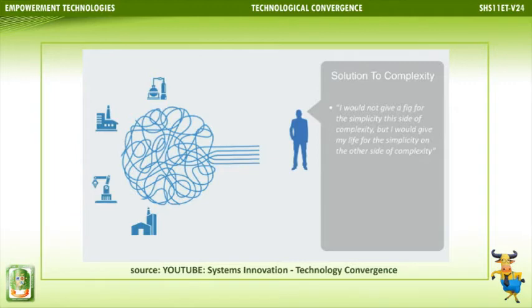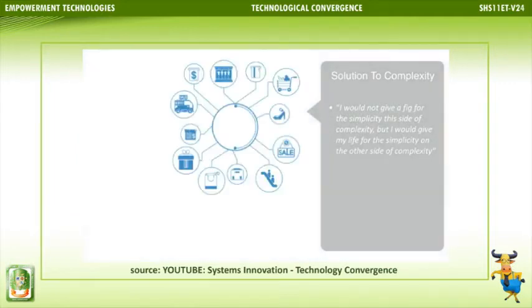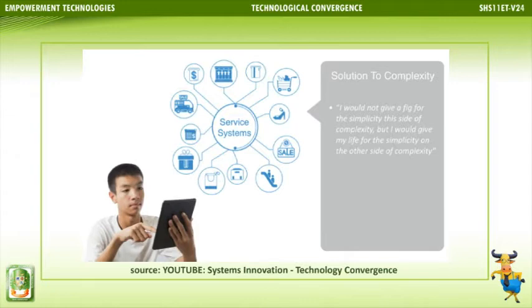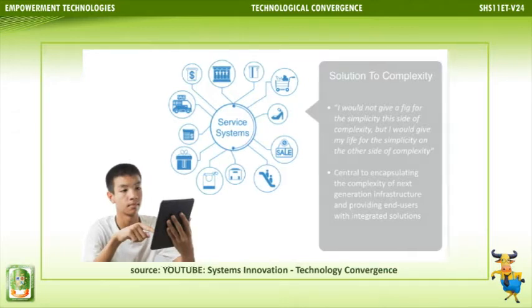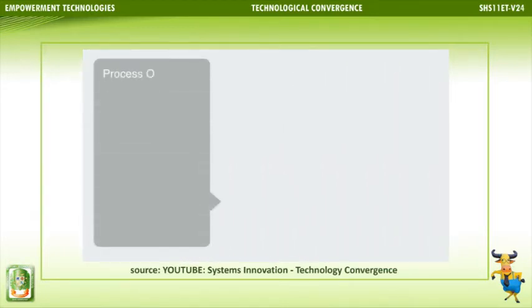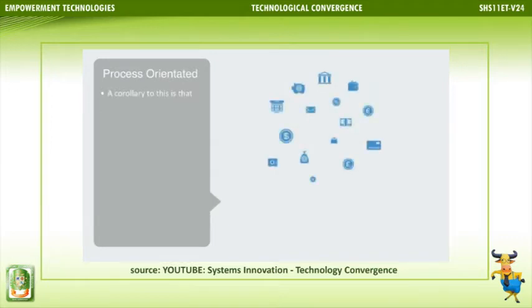These factors driving convergence, in particular product service systems, integrating technologies into seamless processes, and information technology providing a single interface, are critical to dealing with the complexity. They are central to encapsulating the complexity of next generation infrastructure and providing end users with integrated solutions. A corollary to this is that convergence enables processes instead of discrete functions.